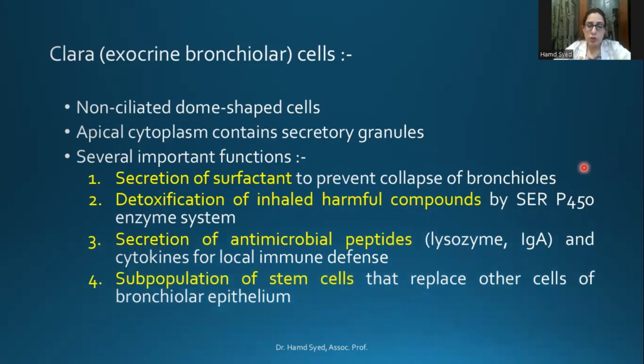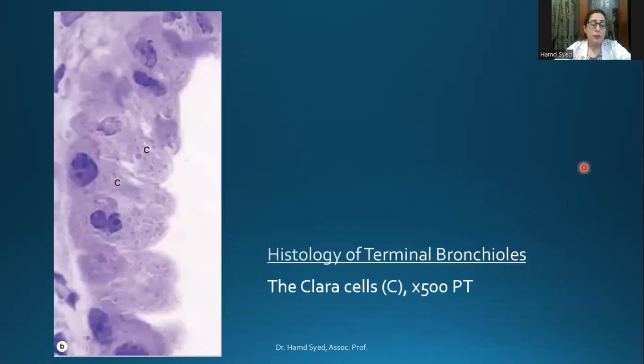Also, the subpopulation of stem cells is present in the form of Clara cells, which replace other cells of the bronchiolar epithelium. So if we were to look just at the Clara cells at a higher magnification within the terminal bronchioles, we can see these are the Clara cells. These are dome-shaped cells, and they contain secretory granules in their apical cytoplasm. And this is the special stain.